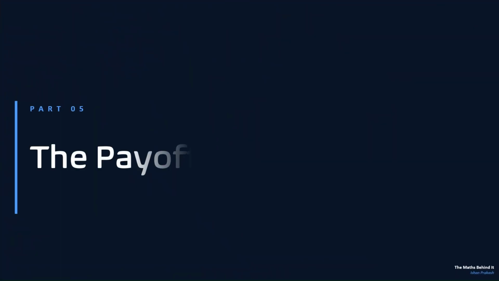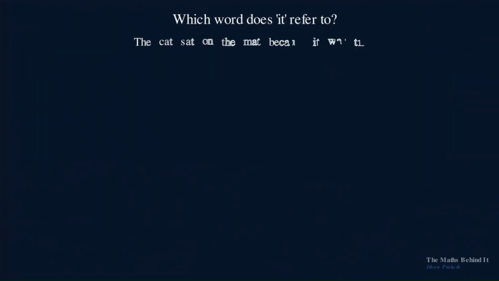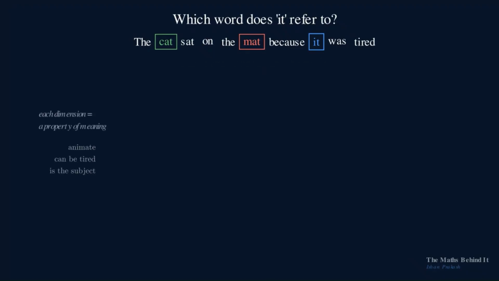Back to our sentence. The cat sat on the mat because it was tired. Every word is now a vector, including "it". The model's question is, for the word "it", which other word in the sentence is it most related to? Cat or mat? Here is what it does.